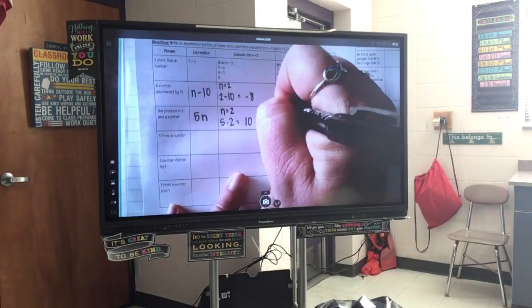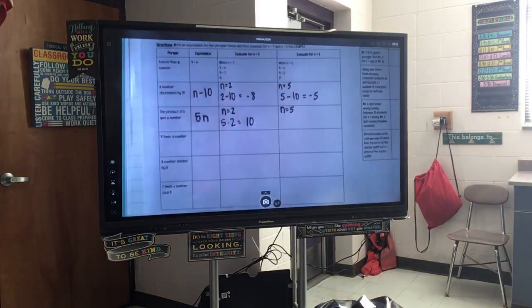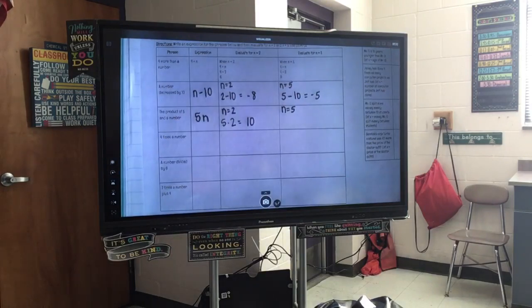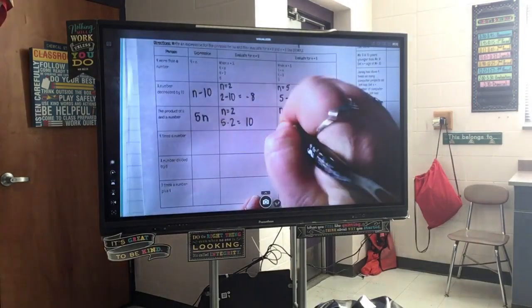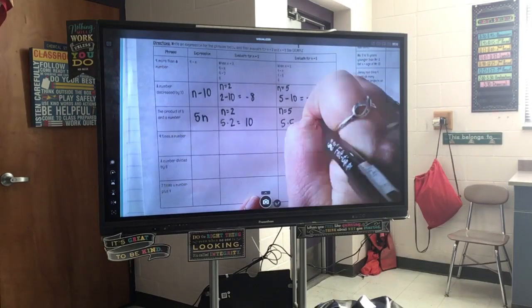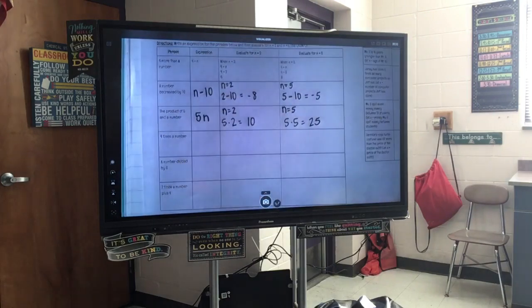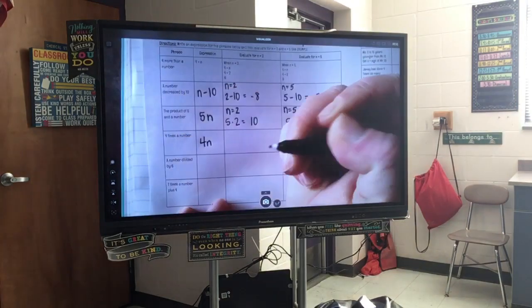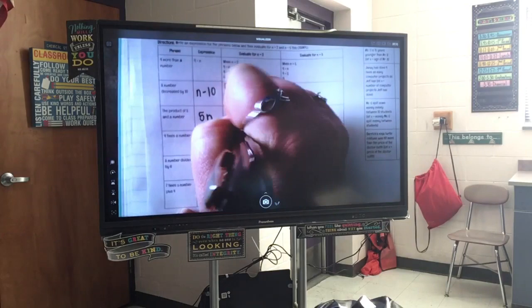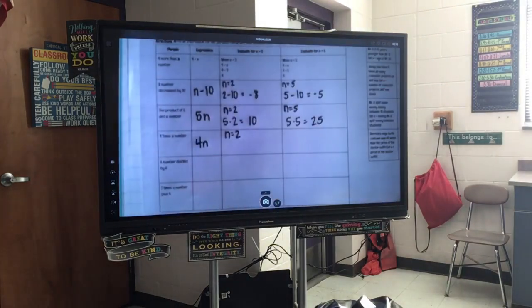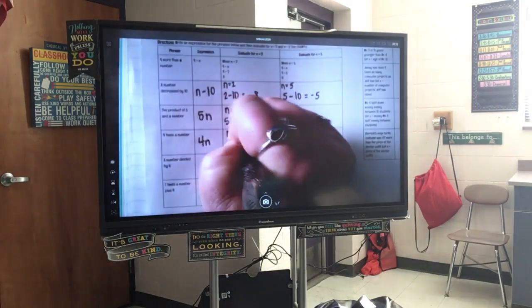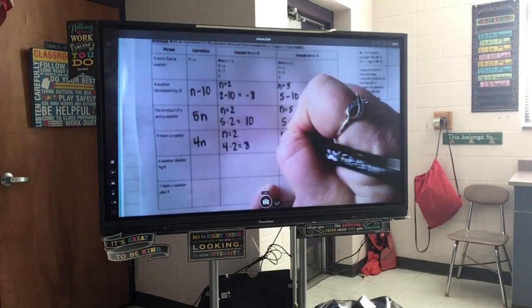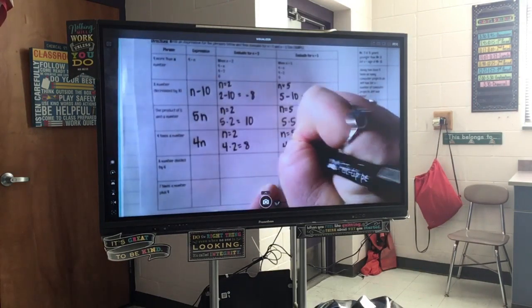All right, now we know that n equals 5. What do we do here? Noah, 5 times 5, which gives us 25. All right. Next one, 4 times a number. Troy, 4n. Okay? You want to keep going? Sure, I'll keep going. Okay, if n equals 2, Troy, what are we doing? Then we're doing 4 times 2, which equals 8. And then n equals 5, which equals 4 times 5 equals 20.